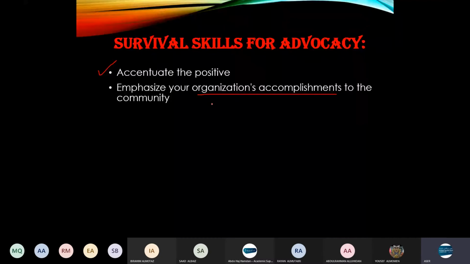Consequently, you will have the public opinion along with your cause, by your side, and by that you can just affect the situation.